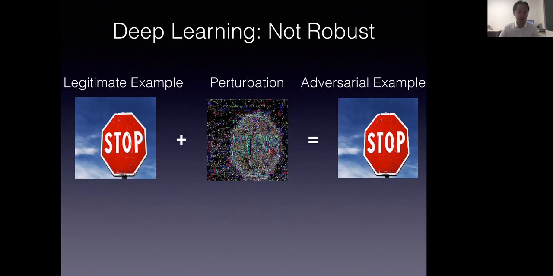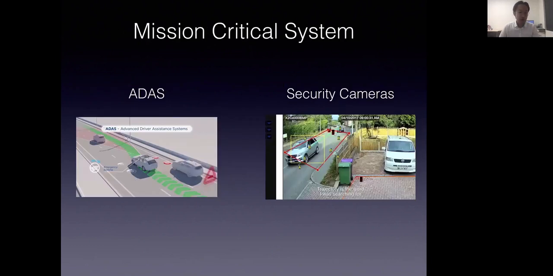These types of examples are called adversarial examples, which people create by adding carefully, manually designed perturbations to the original image. And these adversarial examples can easily fool the system. The stop sign here on the right-hand side will be classified as something else, which makes the system vulnerable. However, deep learning is now used in a lot of mission-critical applications, such as advanced driver assistance systems and security cameras. Thus, ensuring the robustness of deep learning systems against the attack of adversarial examples is important.